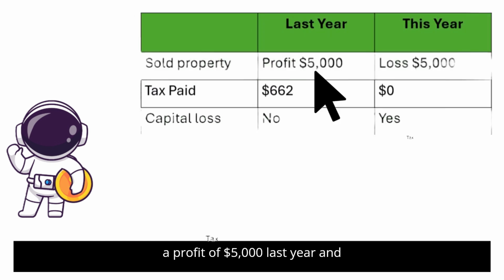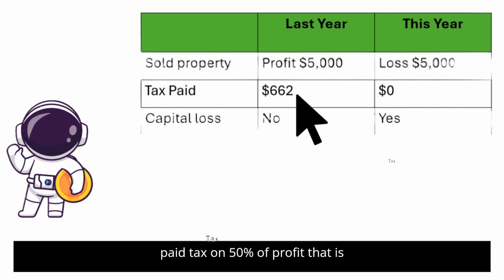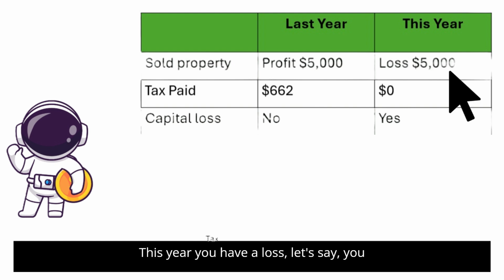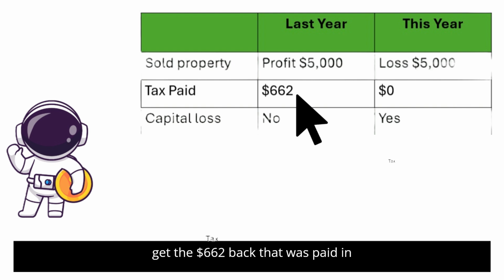Let's use the same example. You had a profit of $5,000 last year and paid tax on 50% of profit, that is on $2,500. To keep the example simple, you paid $662 tax at 26.5% tax rate. This year you have a loss. Let's say you have same loss of $5,000. You can take it back to last year and get the $662 back that was paid in taxes.